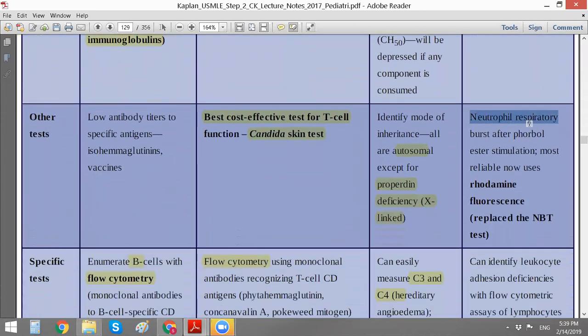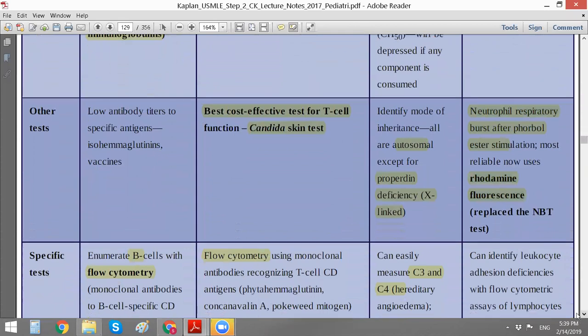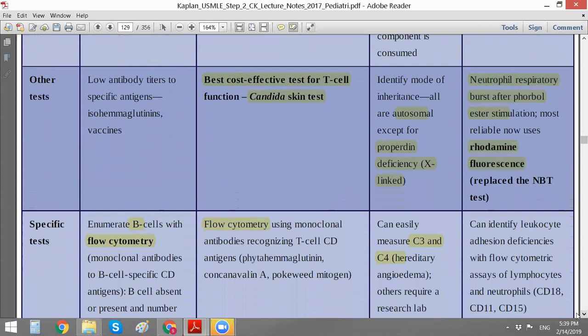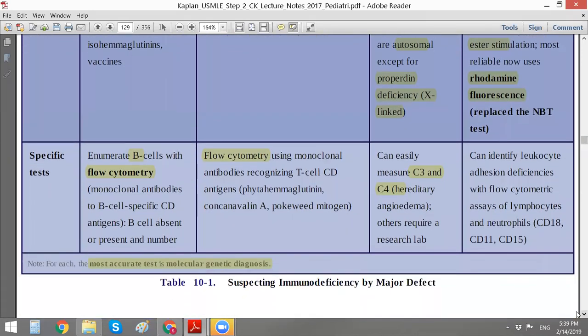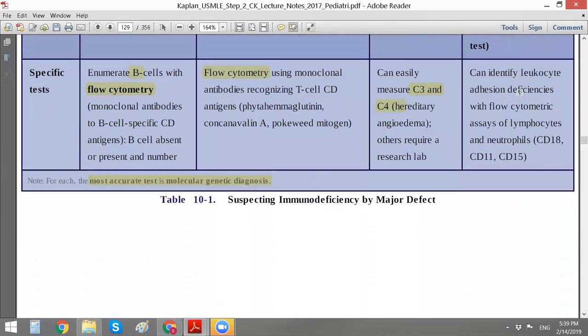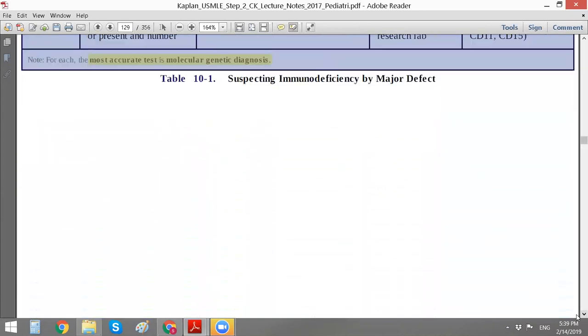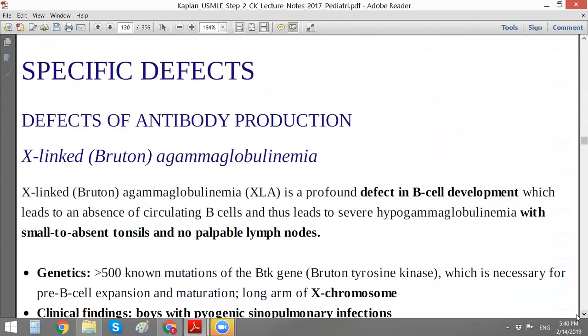Neutrophil respiratory burst after phorbol ester stimulation. Most reliable now uses rhodamine fluorescence. NBT is the neutrophil burst test; this is replaced by rhodamine fluorescence. So for neutrophils they use either respiratory burst after phorbol ester stimulation or rhodamine fluorescence, which replaced the NBT test. You can identify leukocyte adhesion deficiencies with flow cytometric analysis of leukocyte adhesion proteins. Okay, neutrophil problem. Now we come to the specific defects.